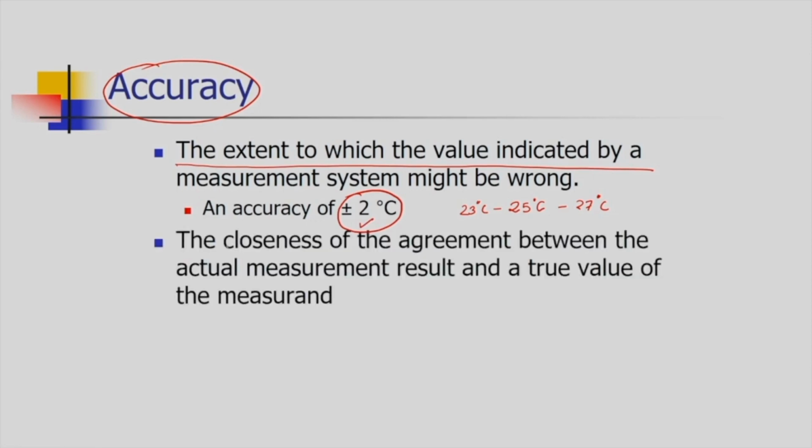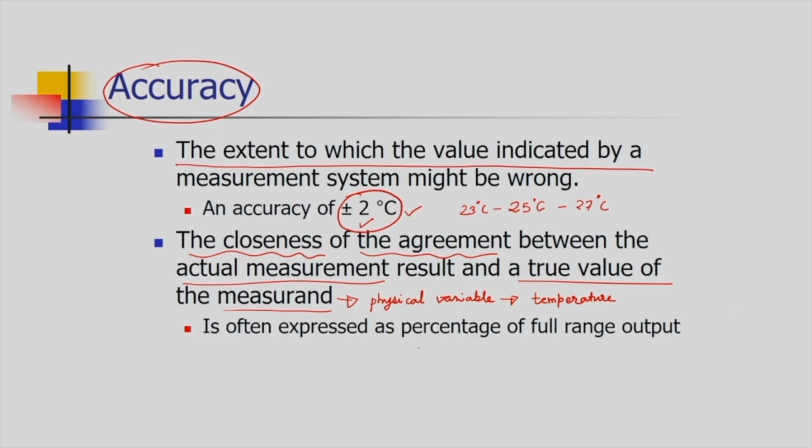There is another definition of accuracy: the closeness of the agreement between the actual measurement result and the true value of the measurand. The measurand is nothing but the physical variable. In this case it is temperature.